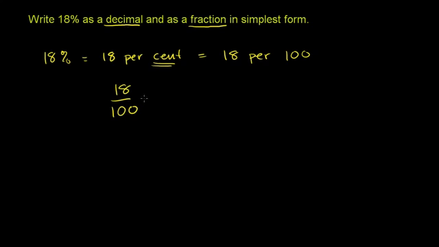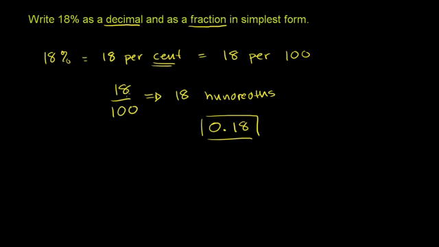So how do we write this? This is the same thing as 18 hundredths. And we know how to write that in decimal form. It's 0.18. You could view this as 1 tenth and 8 hundredths, which is the same thing, or 10 hundredths and 8 hundredths, which is 18 hundredths. So this is written in decimal form.